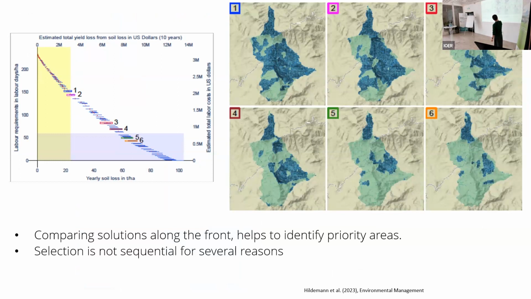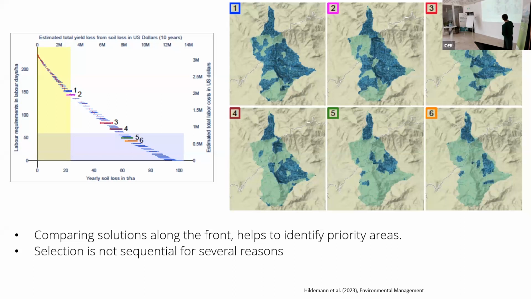When it's blue, there are soil water conservation measures implemented, and when it's green, they're not implemented. And of course, the lower we go in the labor days we spend, the fewer conservation measures we have implemented. What we can use this for is to select priority areas.